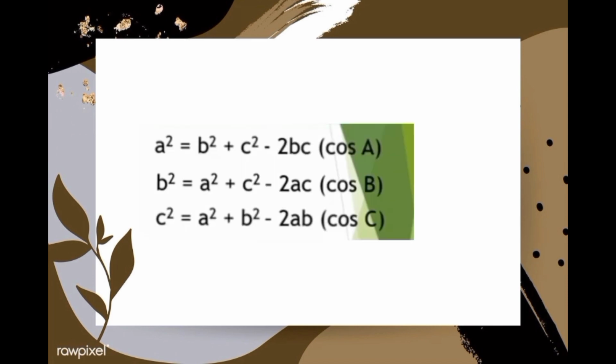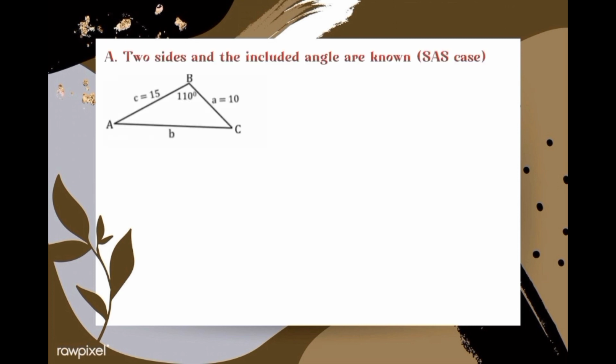So in order to understand the law of cosines, I have here an example. So this is our first example. If the two sides and the included angle are known, or what we call the SAS case. So these are the given numbers: side A is equal to 10, side C is equal to 15, and angle B is equal to 110 degrees. Our missing parts are the side B, the angle A, and the angle C.